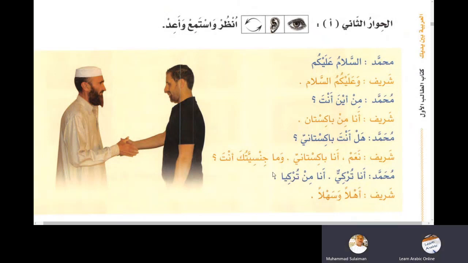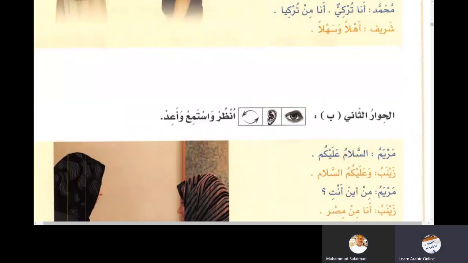Turkiya is the name of a country. In English, we call it Turkey. And Turki means Turkish man. Ahlan wa sahlan means welcome, okay? Any difficult word? You said Turki is for men. What about female? We'll study it in the next dialogue, inshallah.